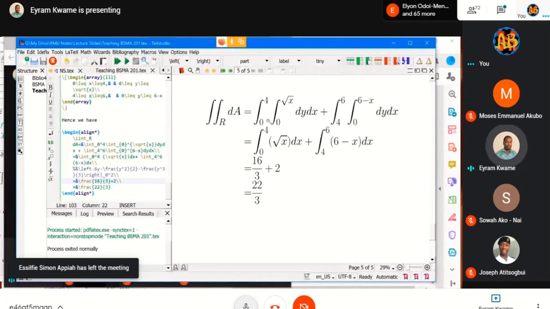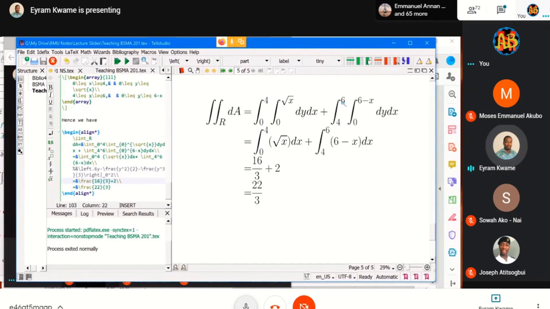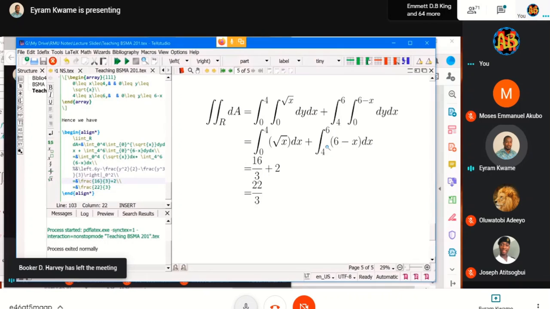So if you look carefully, I integrated from 0 to 4 and then 4 to 6. But then the y's change from 0 to this and then 0 to this, because I have different curves intersecting at a point. This helps me to do the integral and get the same region. So the one who asked whether you can integrate x from 0 to 6 and then y from this, please go and try that and see if you get the same answer. If you don't get the same answer, it means that it's not the same.